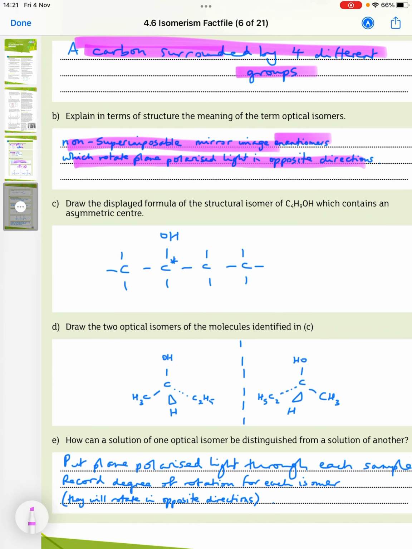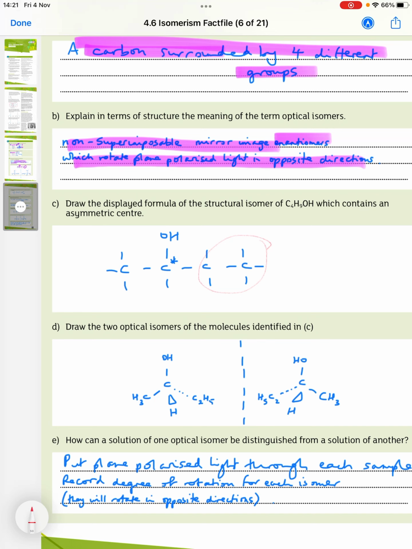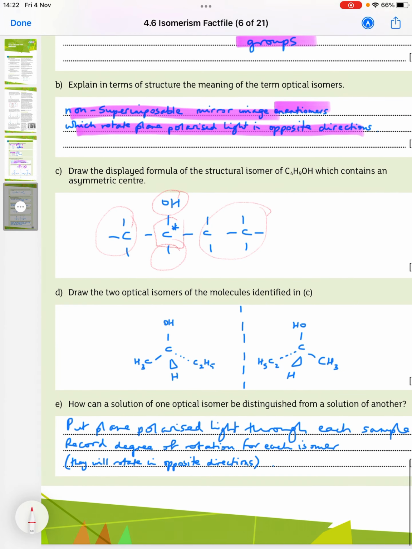Draw the displayed formula of the structural isomer of C4H9OH, which contains an asymmetric centre. So it can't have the OH at the end, it has to be on one of the middle carbons. So here we have C2H5 and OH, a CH3 and a hydrogen. So the chiral carbon there is marked with the asterisk. Then the 2 optical isomers of the molecules identified, well again just drawn those 4 groups. There's the hydroxide, the methyl, the hydrogen, and the C2H5, and then the mirror image over here.